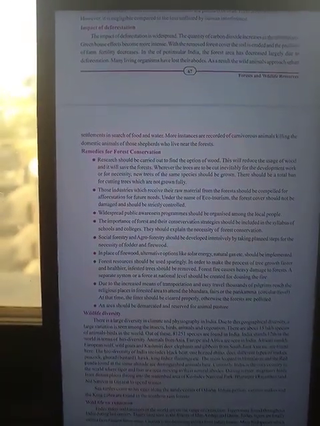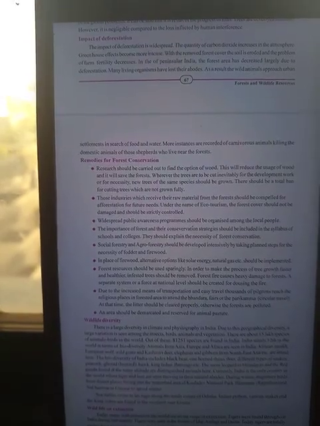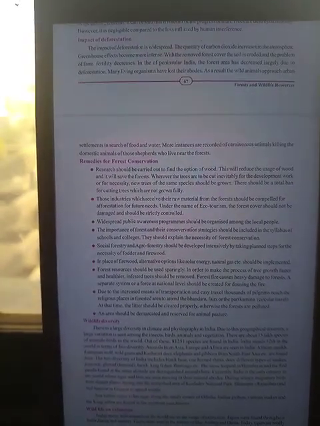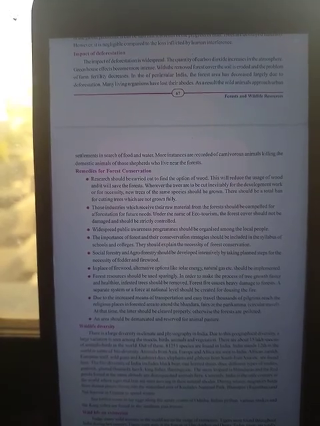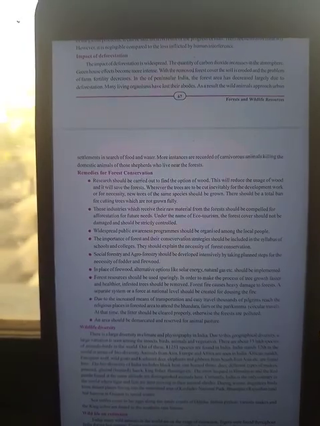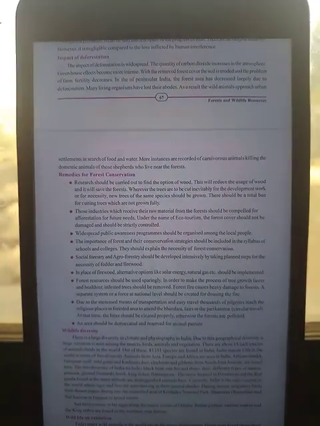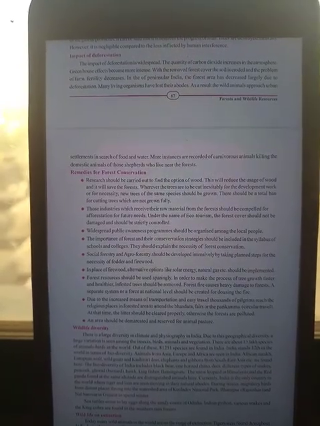So the first point, research should be carried out to find alternatives to wood. This will reduce the usage of wood, and it will save the forest. Wherever trees have to be cut inevitably for development work or for necessity, new trees of the same species should be grown. There should be a total ban on cutting trees which are not fully grown.